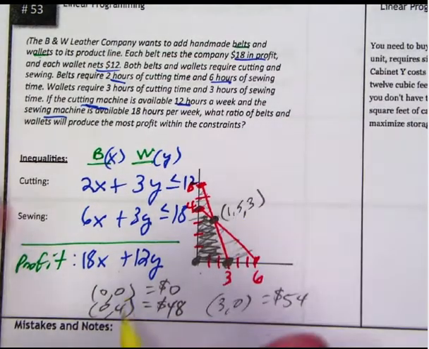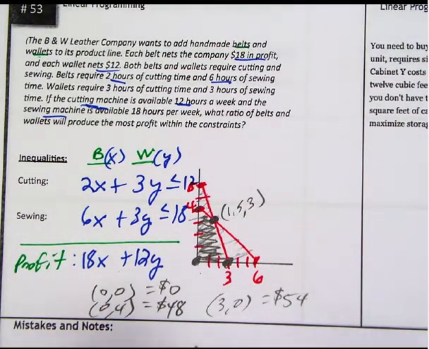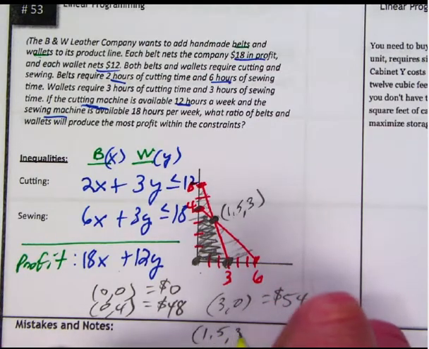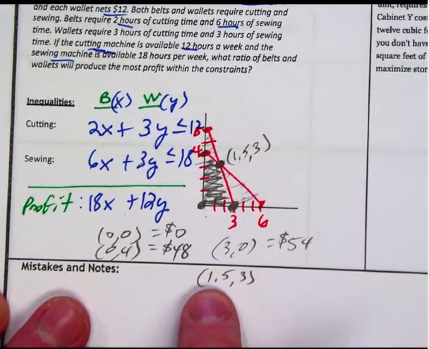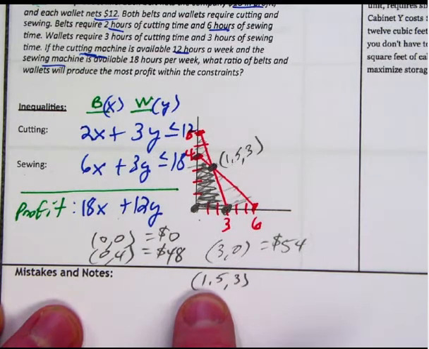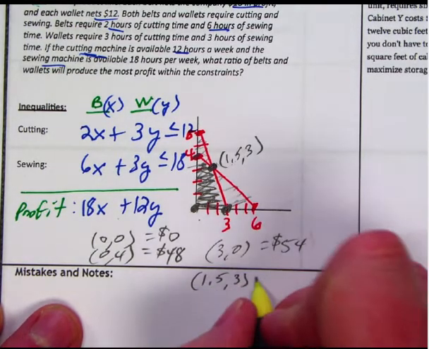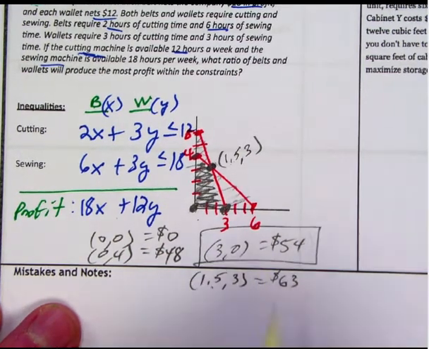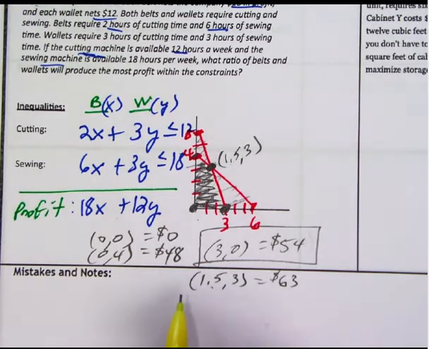And so then if I put 1.5 in, I would plug that in, get an answer. Now it's a little bit ridiculous to do that because you cannot make 1.5 belts. That's what it stands for. That's impossible. So 1.5 comma 3 gives you $63, and so you're thinking that that's the best answer. But you'd be wrong because that's not possible. Okay? So the best answer would actually be 3, 0 because 3, 0 is possible and it makes you the most money. So they should make 3 belts and 0 wallets to maximize profit.